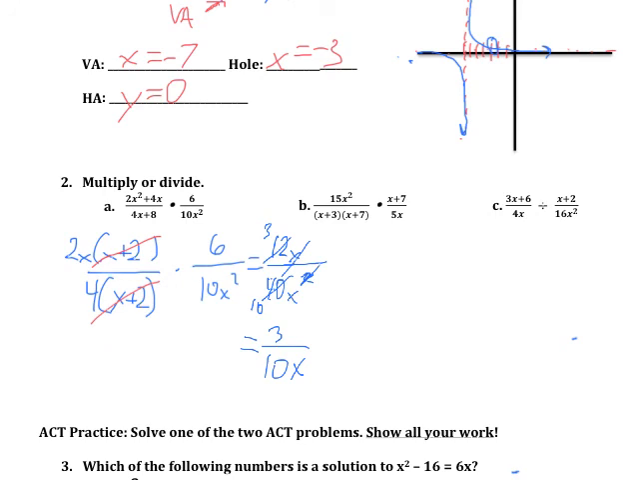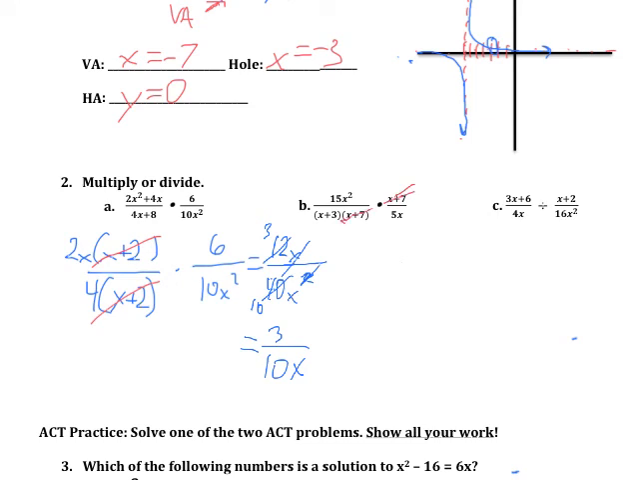Letter B. I'll switch colors here. Letter B, I can't do anything with the top of that at the moment. Actually, I just changed my mind. This one's already factored, so I'm ready to start canceling right now. This x plus 7 and this x plus 7 completely cancel out.